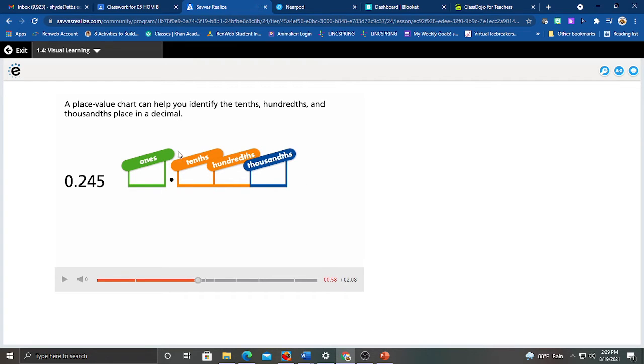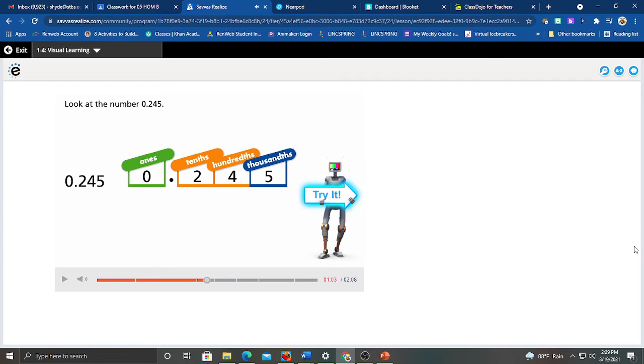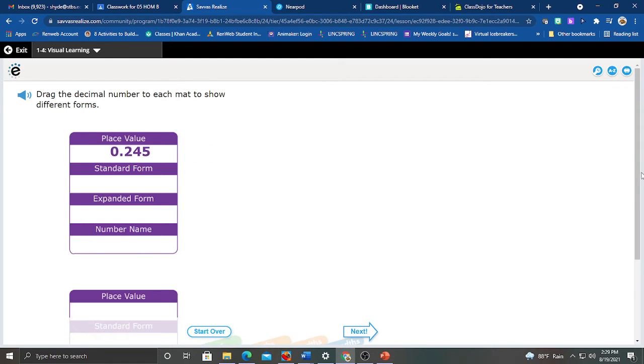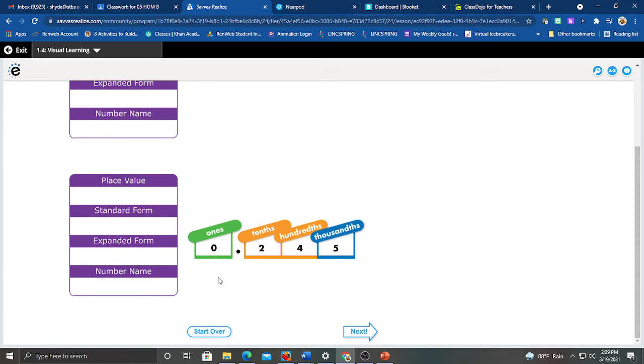Okay, so again, remember you guys, we have to practice with the place value chart. That way we will not forget the placing of the tenths, the hundredths, and the thousandths after the decimal point. Look at the number 245 thousandths. Let's try it out. Now, if we were to place the number in the place value chart, it would give us a demonstration of how it's placed.